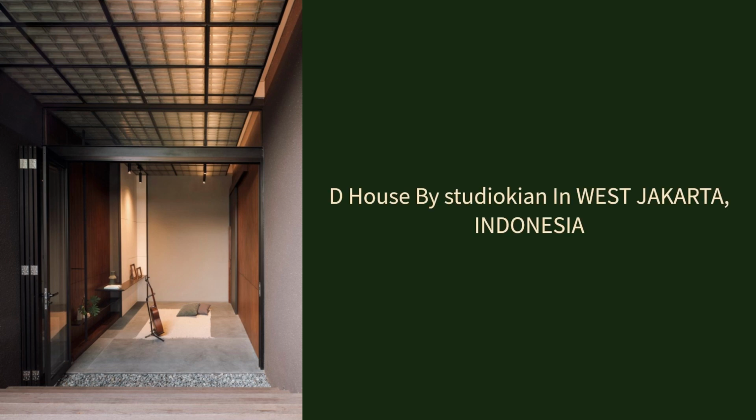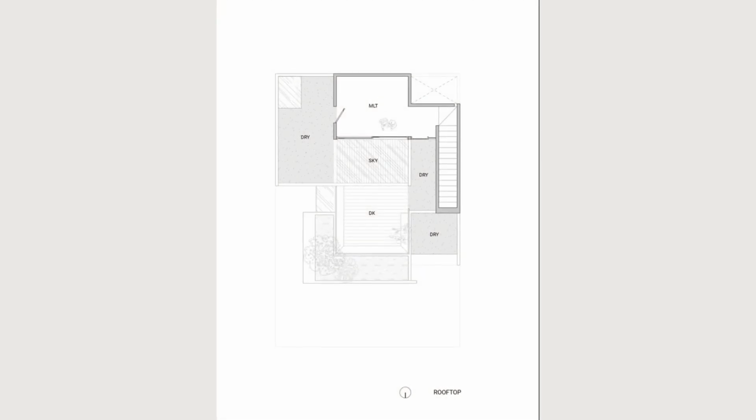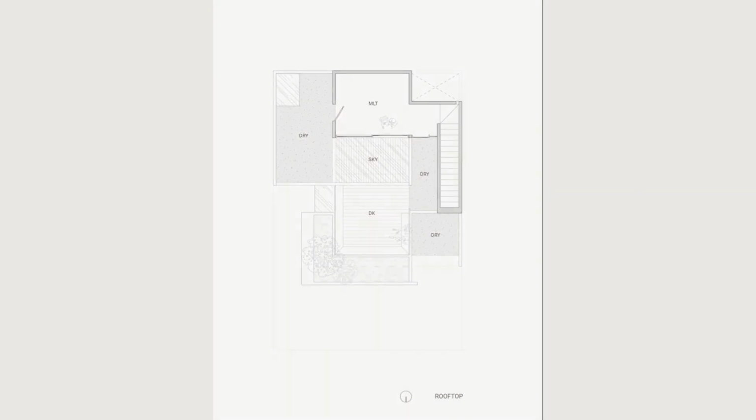D House by Studiokian in West Jakarta, Indonesia. D House is a small house that is built on land of 150 sqm and located in the dense neighborhood of a relatively old complex in West Jakarta.